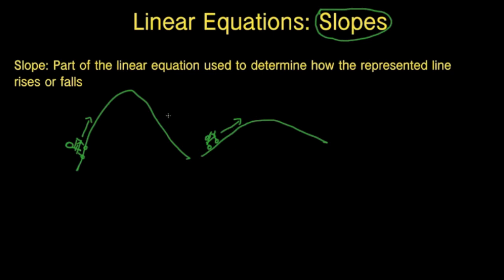Now, what tells you how much these hills are sloped? Well, that's what the slope does in a linear equation. That simply tells you how much the line is sloped, whether it's sloped up or down, or whether it's sloped steep, or whether it's sloped shallow, I guess. So that's all the slope tells you in a linear equation. It tells you how the line slopes.